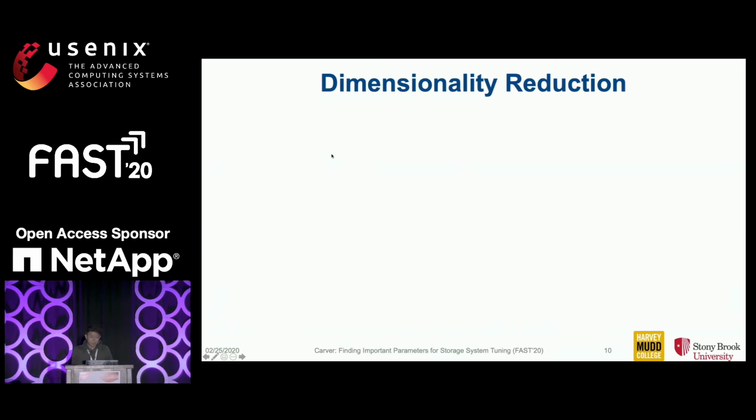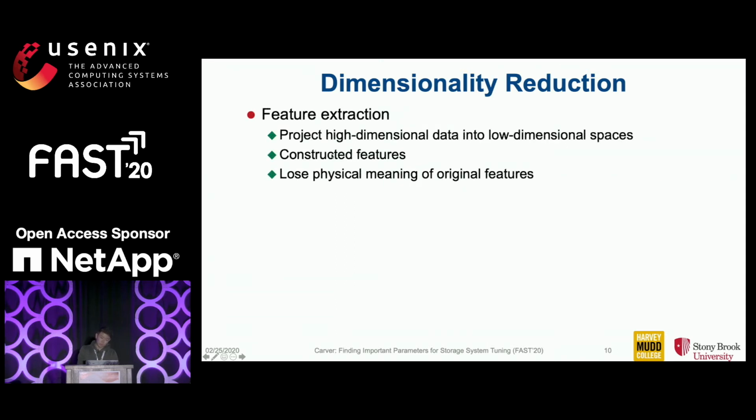As mentioned just now, both manual and auto-tuning for storage systems had difficulty in scaling into high-dimensional spaces, which leads us to explore the possibility of dimensionality reduction. In general, dimensionality reduction techniques can be divided into 2 categories. Feature extraction refers to projecting high-dimensional data into low-dimensional spaces. The newly constructed features or parameters are usually linear or non-linear combinations of the original ones.